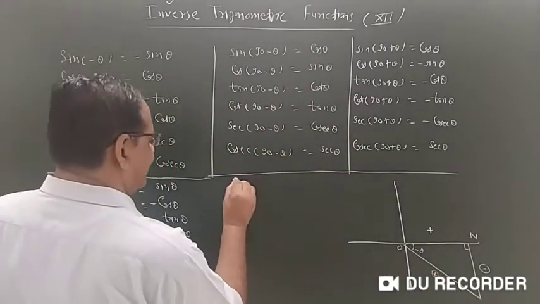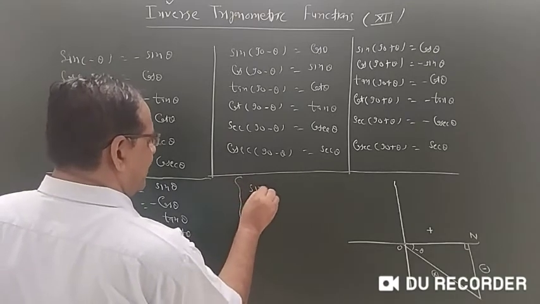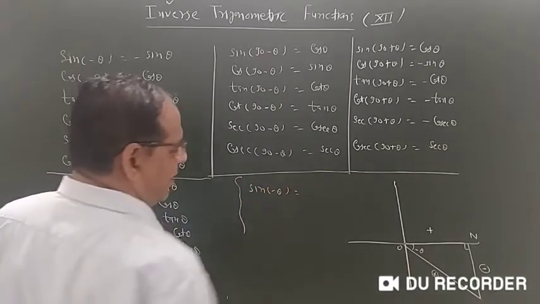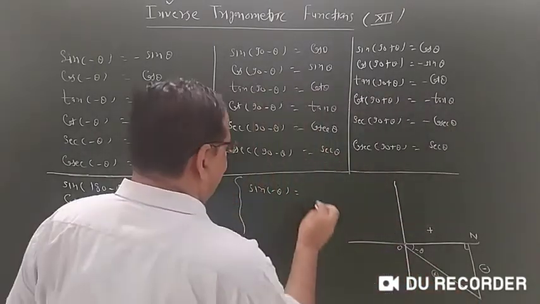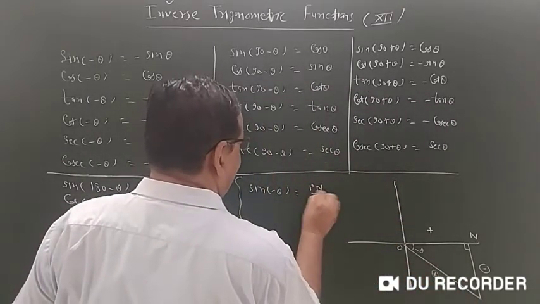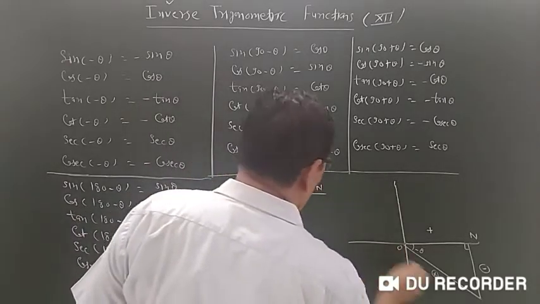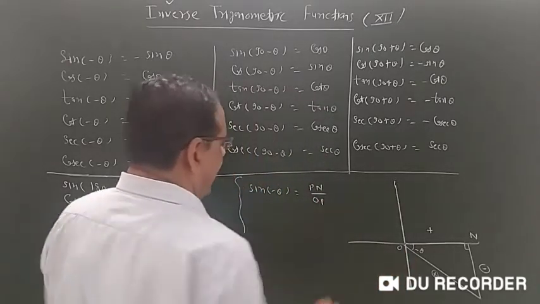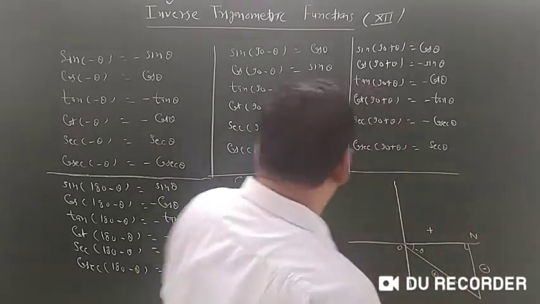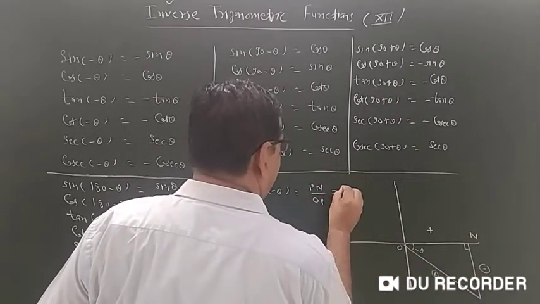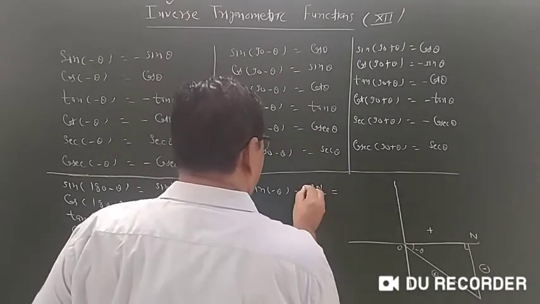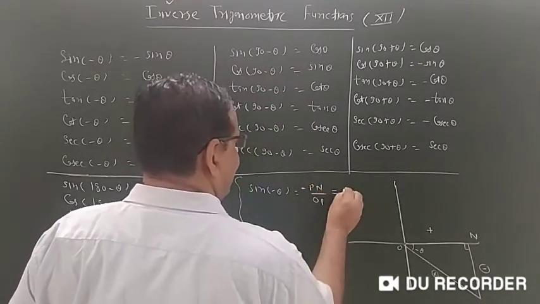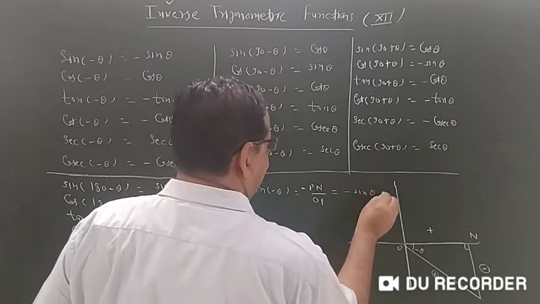So sin minus theta equals the perpendicular PN upon OP, and PN is with a minus sign and OP is with a plus sign, so this becomes minus of sin theta.